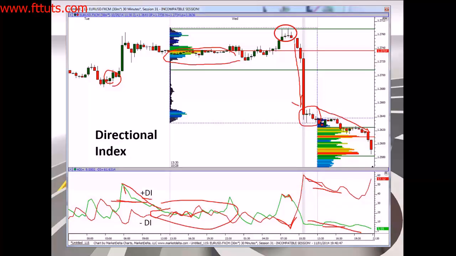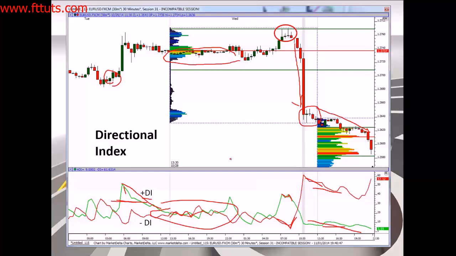And ultimately, you want to remember, you want to take your cue from the profile. So here, once again, if I were to ask you, is this a good point for a short or a long? We're coming up on the value area low in the profile. It should be evident from the directional indicator that you should continue with a short, because the negative directional indicator is still significantly higher, and this one is still pointing lower. A short would definitely be in order.